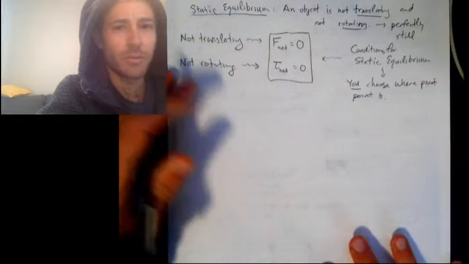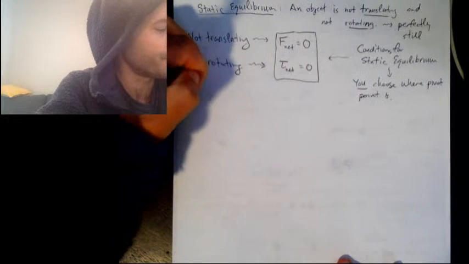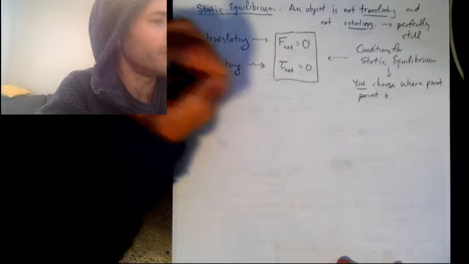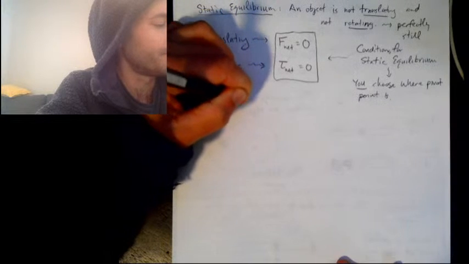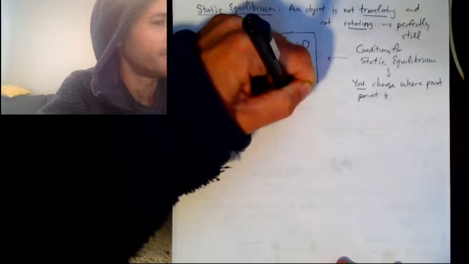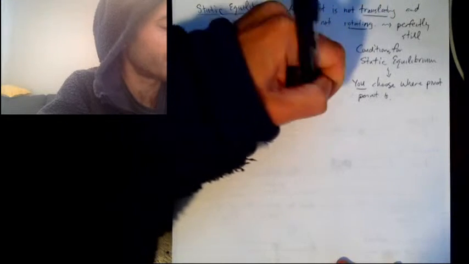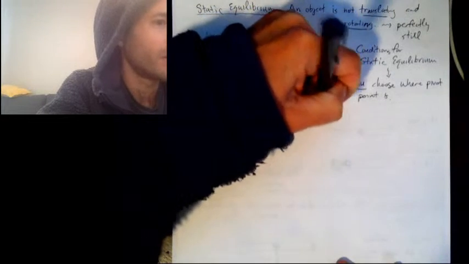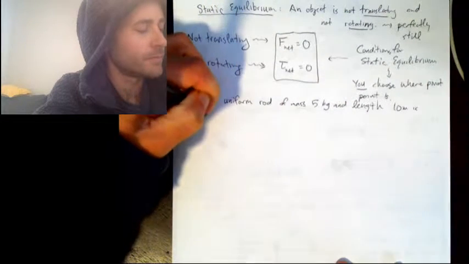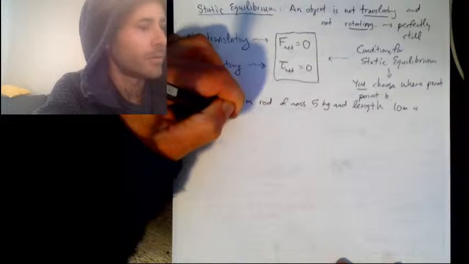So let's do an example and see how this works. Let's suppose we have a uniform rod of mass m, mass 5 kilograms, and length 10 meters, is supported by 2 ropes.